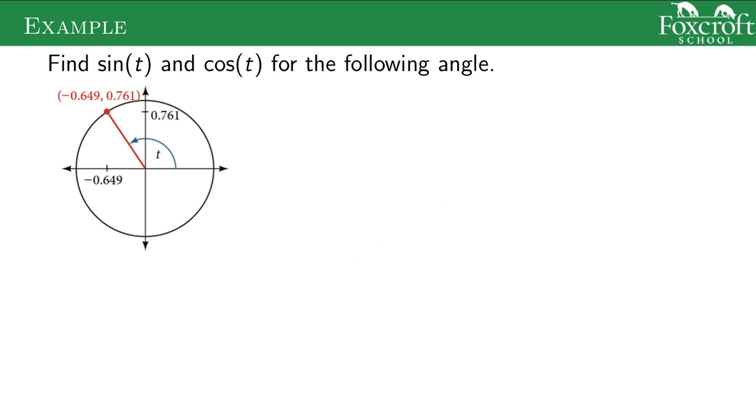So if I want to find sine of an angle, I look at where the terminal side, which is this red line here, hits the unit circle, and I take the y value of that point. So in this case, sine is just 0.761. Cosine, same thing. My angle hits the unit circle, but I take the x value, 0.649. All right, so that's all you have to do for this new definition of sine and cosine. Figure out where that angle hits the unit circle.